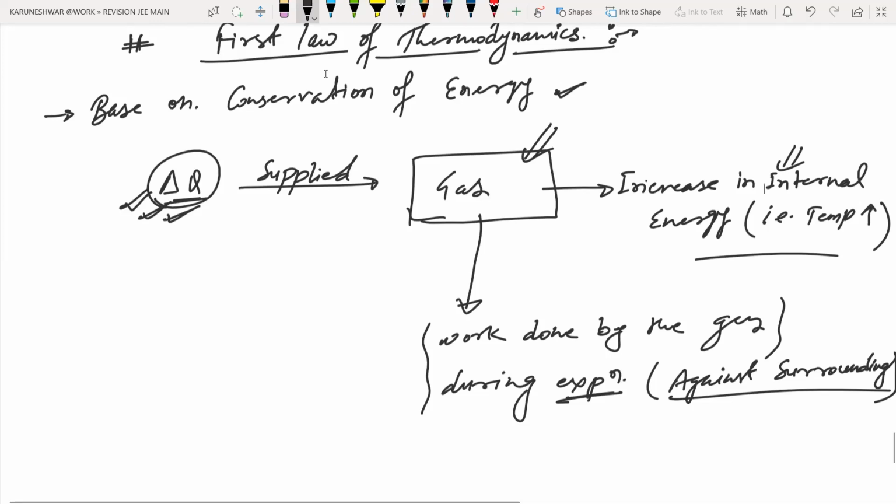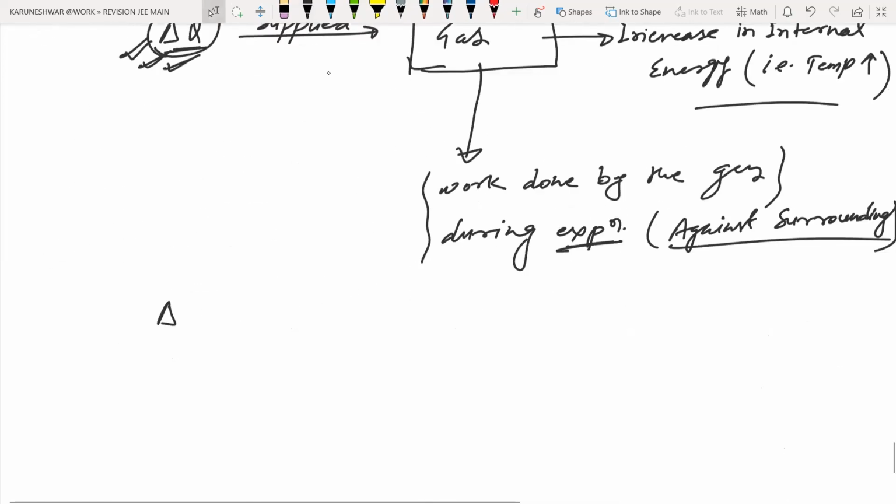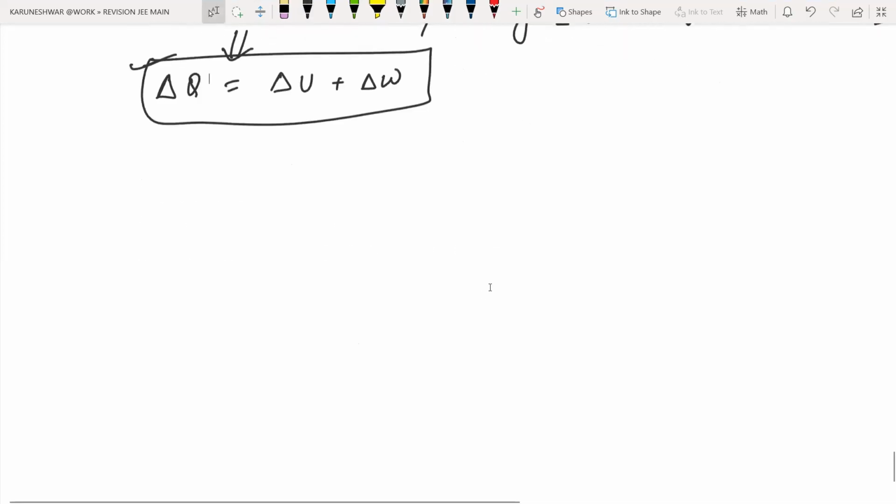The relation we can write on the basis of the first law of thermodynamics is delta Q equals delta U plus delta W. On the basis of this law, numerous problems can be solved. You can solve all the questions on thermodynamic processes based on this law, because these are the thermodynamic parameters that can be asked in a question: what will be the heat, what will be the change in internal energy, and what will be the work done.